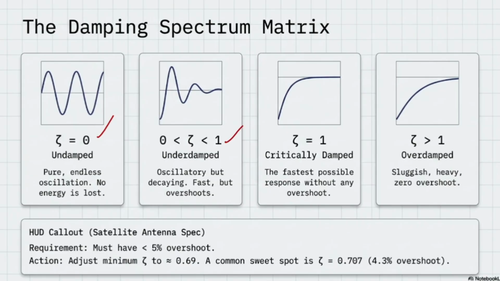Damping between 0 and 1 means that the system is underdamped, oscillatory but decaying, which means it is fast, but obviously it has a little bit of overshoot. Then zeta equal to 1 is critically damped, the fastest possible response without any overshoot. This is going to be one of the favorites. When zeta is bigger than 1, your system is overdamped, sluggish, heavy, and you have zero overshoot.